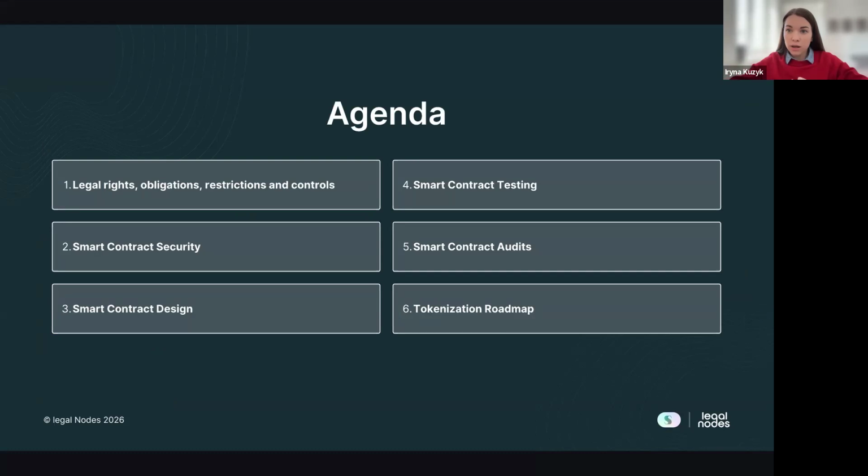So I'll start with a general overview of the legal rights, obligations, and restrictions that need to be reflected in the legal documentation that usually comes together with the tokens. And then my co-host Joe will cover the smart contract design, security, testing, so that you can have a clear picture of how those two sides, the technical and the legal side, come together into one functioning RWA token.